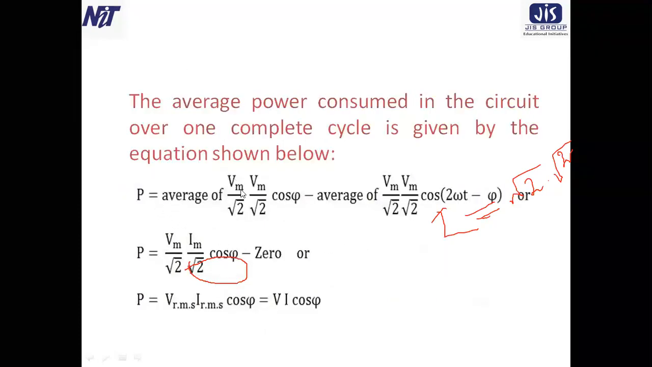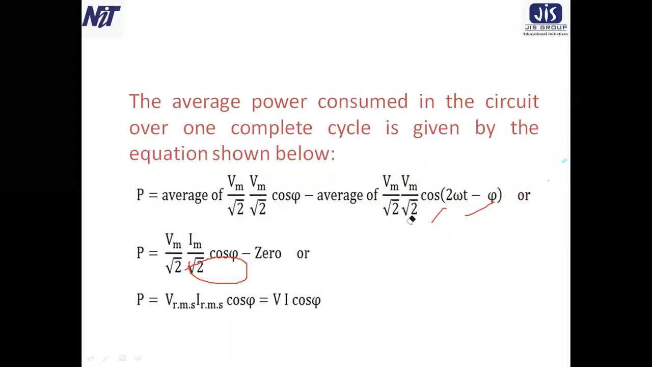Next, P equals the average of Vm by root 2 into root 2 minus the average of Vm Im by root 2 into root 2 cos(2 omega t minus phi). This will be I. That is equal to Vm Im by root 2 into root 2 cos phi minus 0. So this part will be equal to 0.